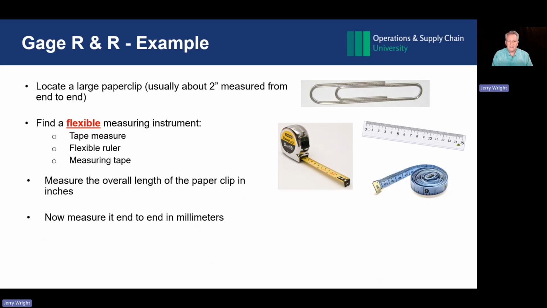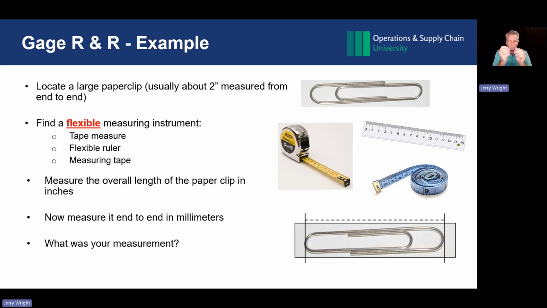I've got a problem. So I say, let's be a little more specific. All right. Now let's measure it end to end in millimeters. And by the way, when I mean end to end, I mean like this. Okay. Overall length. So between the ends of the curve. So it should be somewhere around 2 inches or roughly 48, 49 millimeters. When we do that, even within the same group using the same instrument, I get 48 millimeters, 49 millimeters, 50 millimeters. So I have a lot of variation, and they're measuring the same paper clip.